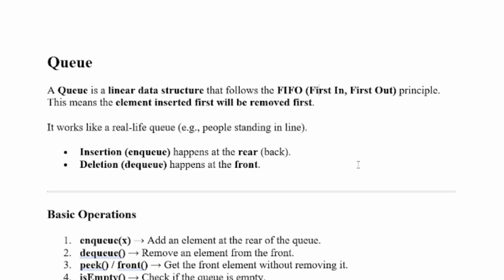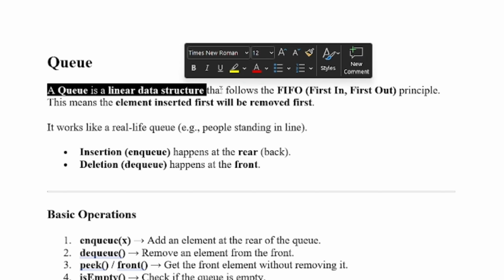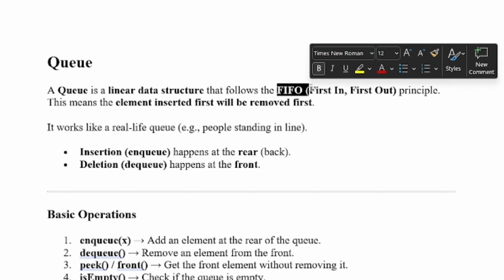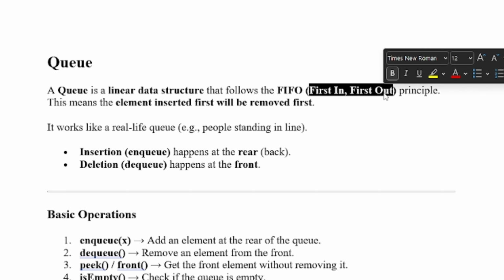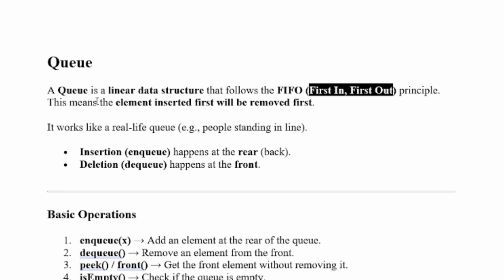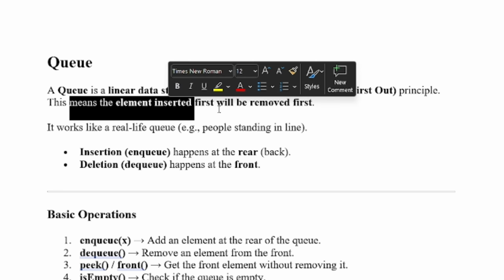So guys, welcome to lecture 9 part 1, and the topic is a queue. So first we check what is a queue. A queue is basically a linear data structure that follows FIFO. FIFO means first in, first out. This means the element inserted first will be removed first.